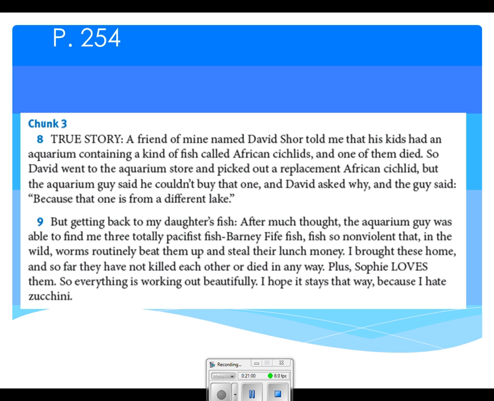But getting back to my daughter's fish, after much thought, the aquarium guy was able to find me 3 totally pacifist fish, so non-violent that in the wild, worms routinely beat them up and stole their lunch money. I brought these home, and so far they have not killed each other or died in any way. Plus, Sophie loves them. So, everything's working out beautifully. I hope it stays that way, because I hate zucchini.